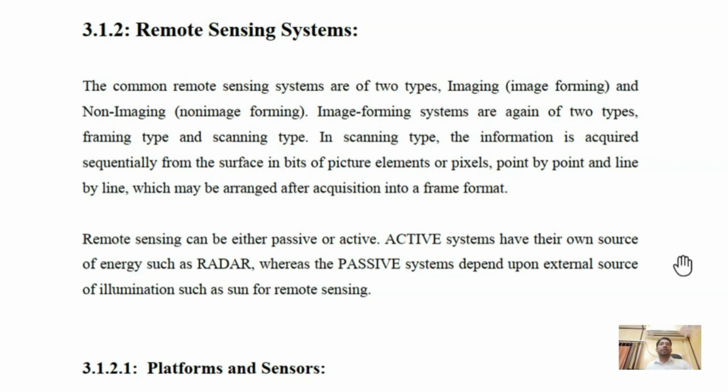Remote sensing can be either passive or active. Active systems have their own source of energy, such as radar, whereas the passive system depends upon an external source of illumination such as the sun for remote sensing.